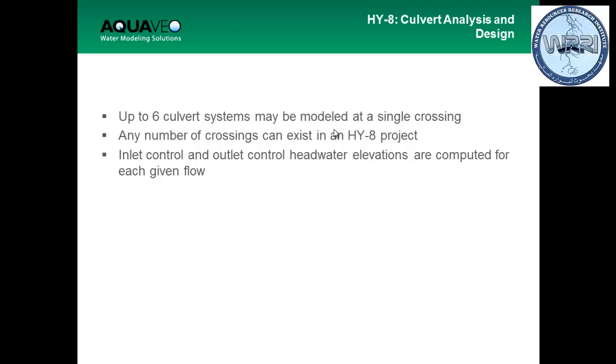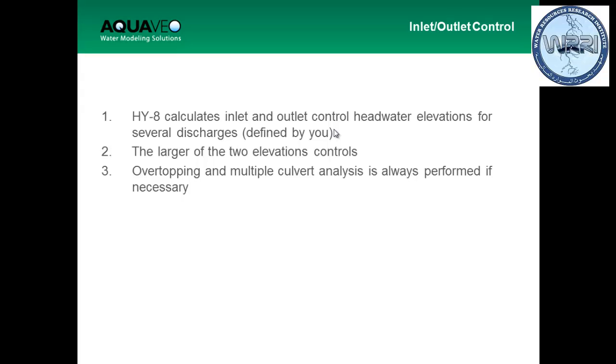In HY8 you can have up to 6 culverts at a single crossing. You can have any number of crossings in the HY8 project, and HY8 computes inlet control and outlet control headwater elevations for any given flow. So the way it does inlet and outlet control is HY8 calculates the inlet and outlet control headwater elevations for several discharges. You define the discharges. The larger of the inlet and outlet control is the answer for your headwater above your culvert. And you can do overtopping and multiple culvert analysis.